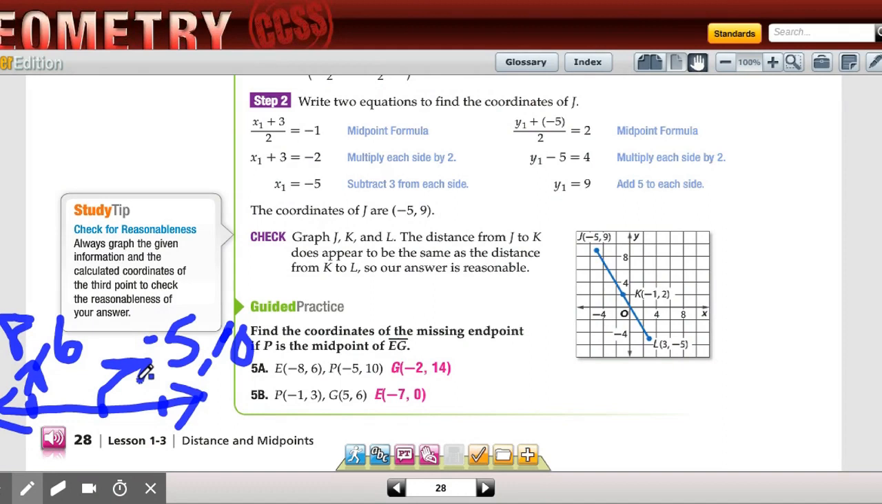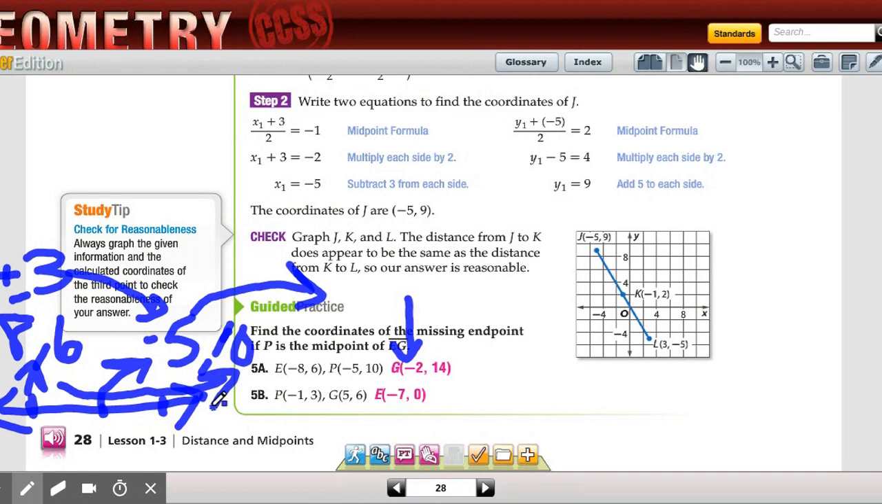My x is -8 to -5, that's a +3. I'm going a +3 to get from here to there. If I go another +3, I'm going to be at -2, which is what it shows right there. Same thing, if I'm going from 6 to 10, and that's the midpoint, that's a +4. I go another 4, and that's how I get to 14. This step 2 shows you how they do it, but I think there's an easier way. If you write it down, draw it out, it should be pretty easy to do.